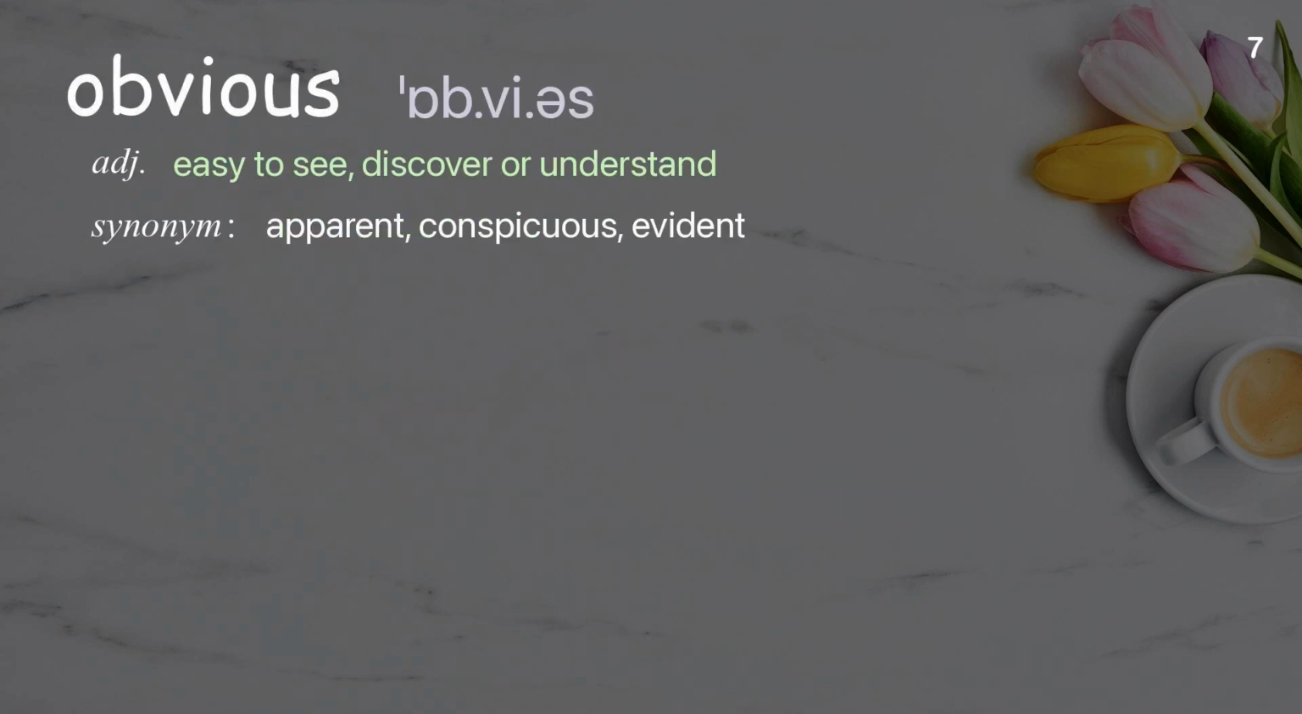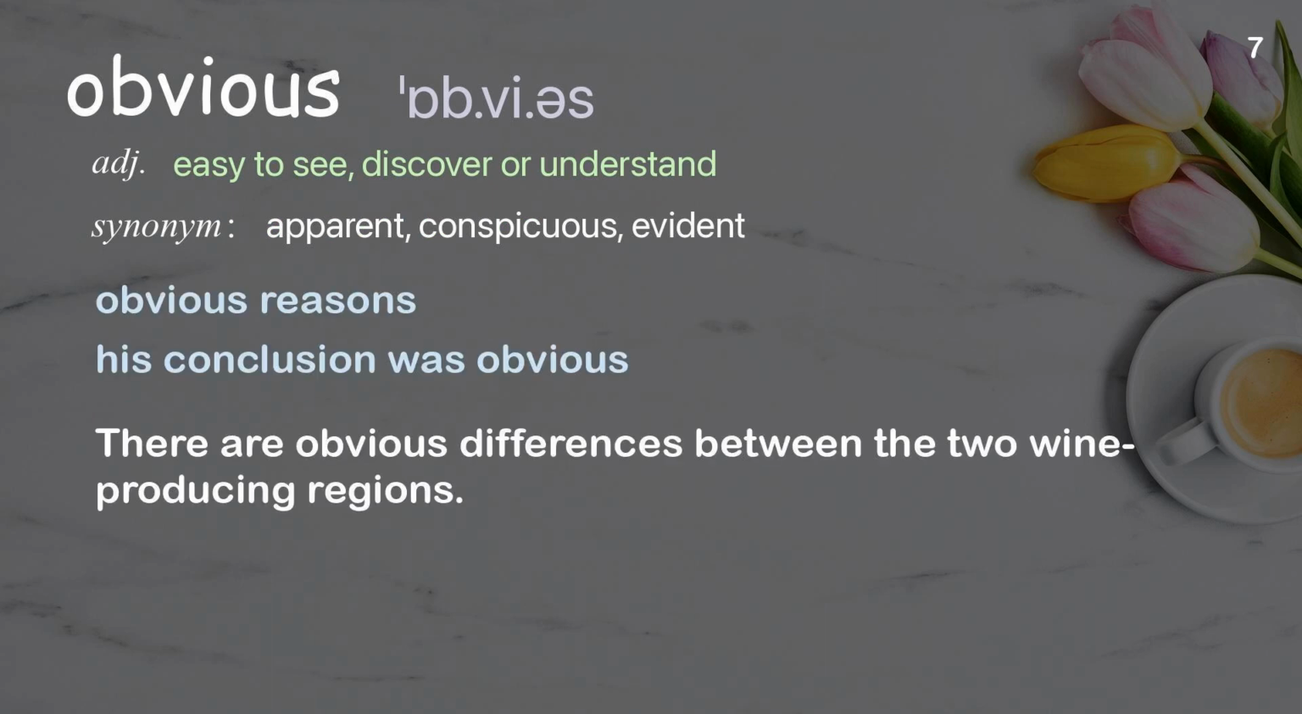Obvious. Easy to see, discover, or understand. Examples: Obvious reasons. His conclusion was obvious. There are obvious differences between the 2 wine-producing regions.